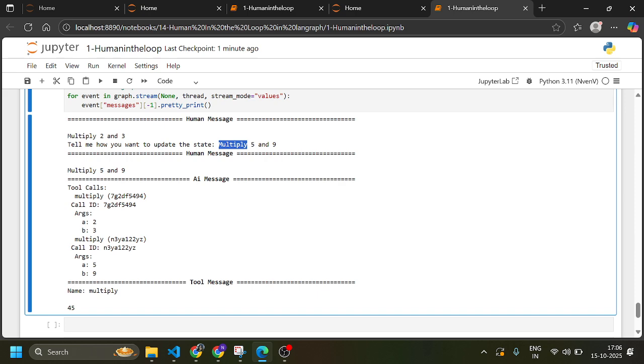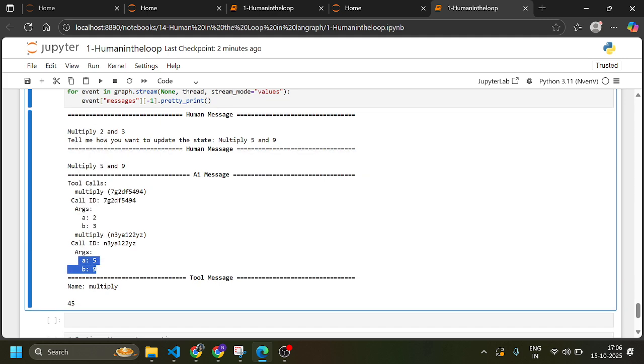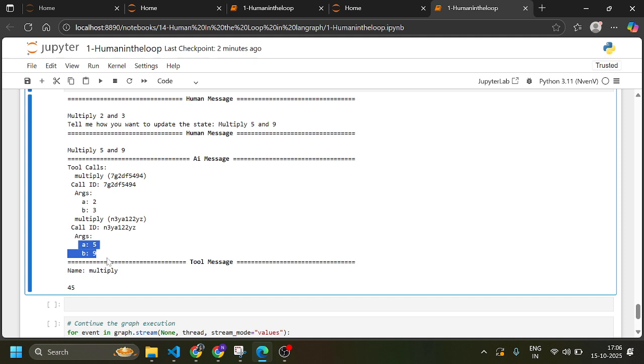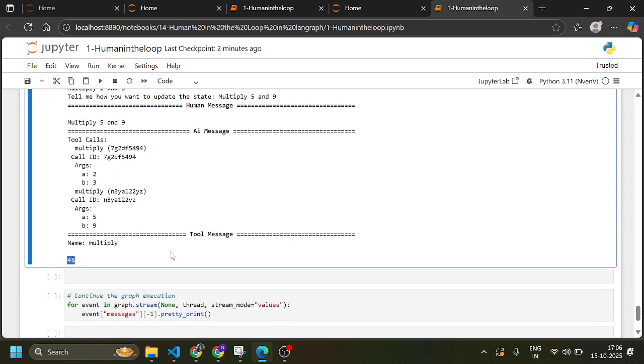Here this is the tool call: a equals 2, b equals 3. Before, we had this argument a equals 2 and b equals 3, and here you can see we updated it with a equals 5 and b equals now 9. Okay, so now it will give you multiply 5 by 9, so the answer is 45.